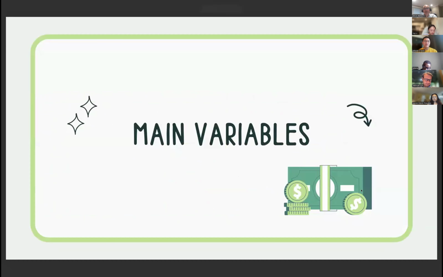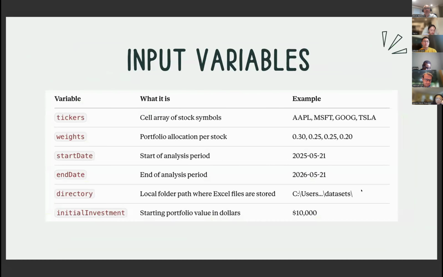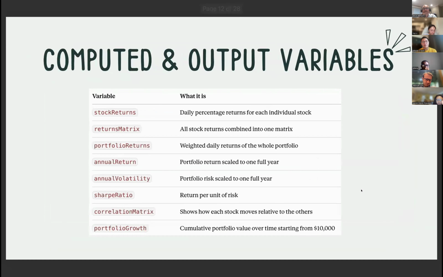Fantastic. For the variables that you'll be seeing later on, just so that you're aware of them already, the input variables will be tickers, weight, start date, end date, directory, and initial investments. This is a quick breakdown of what they'll be later on, just for your reference, as well as for the output variables and the computed ones.